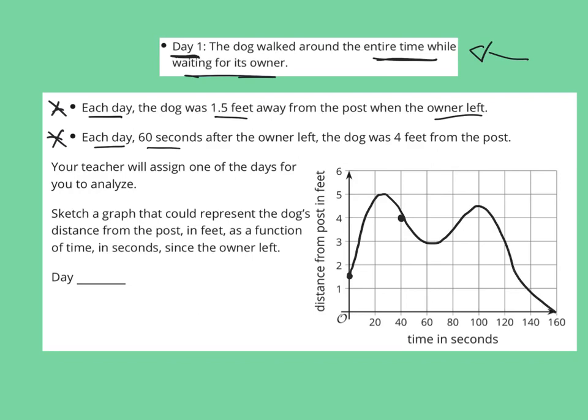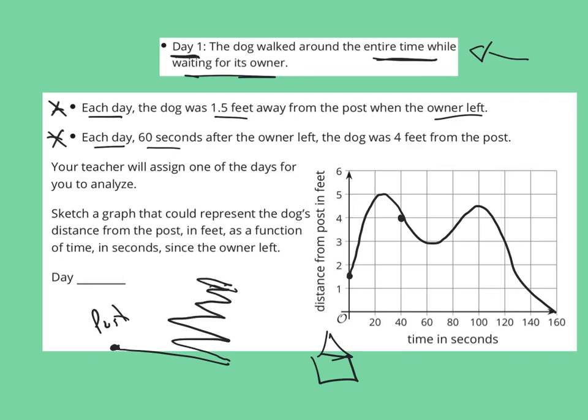The dog could walk, if this is the post and the store is over here, right? The dog could walk, hit the tight point, come back and forth, right? And just keep pacing back and forth. Or the dog could just go and sit right down by the post. But it said that he was walking around the entire time. So I think that this is a good scenario.